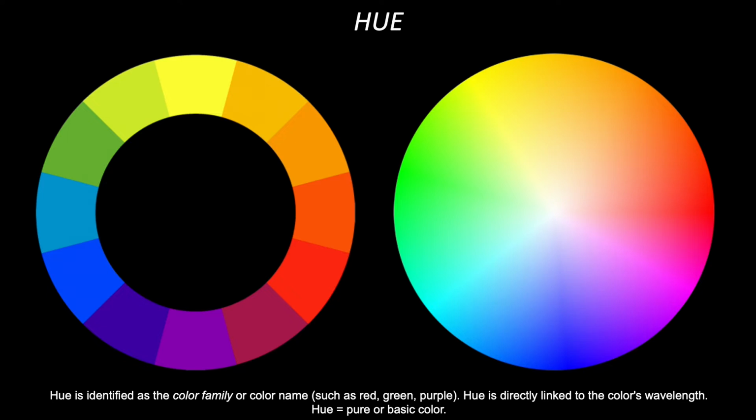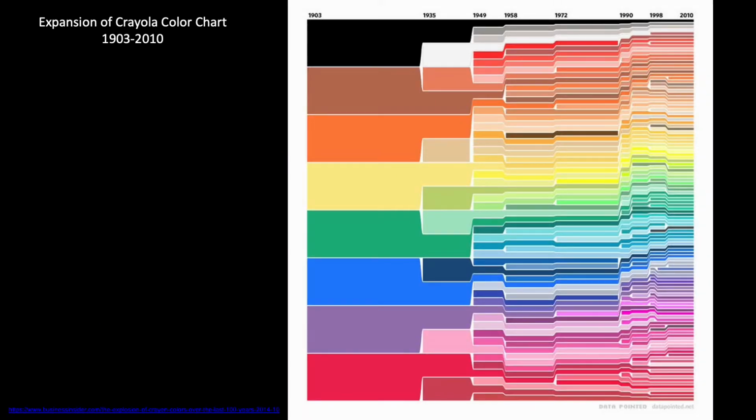For example, it might be helpful to think about it in terms of all of the varieties of colors you see when using crayons. And this little chart is a nice visual example of how the Crayola color spectrum has expanded since its invention in 1903.